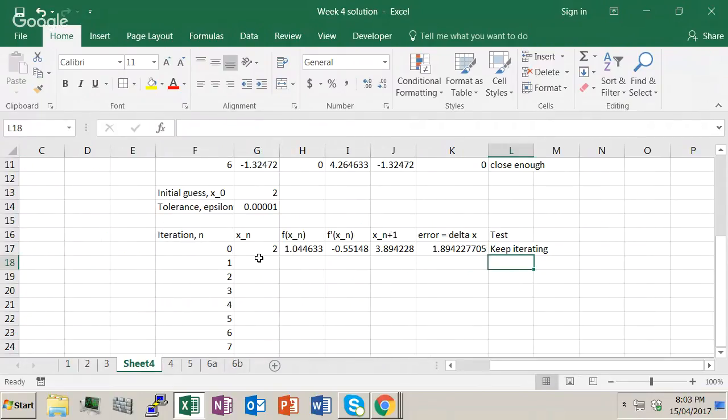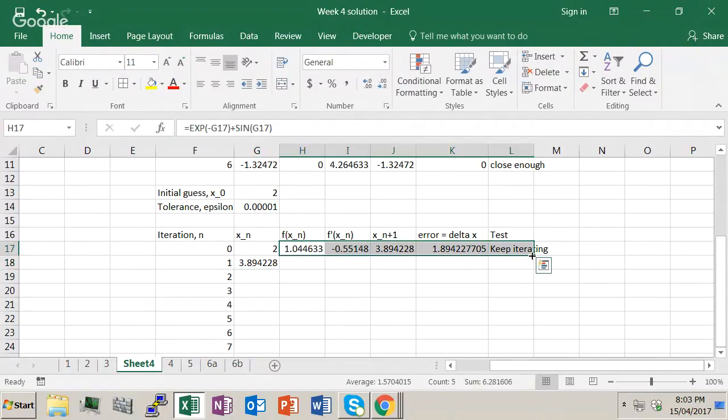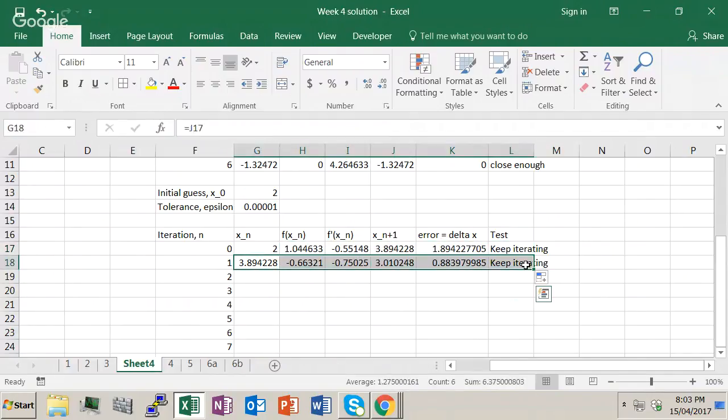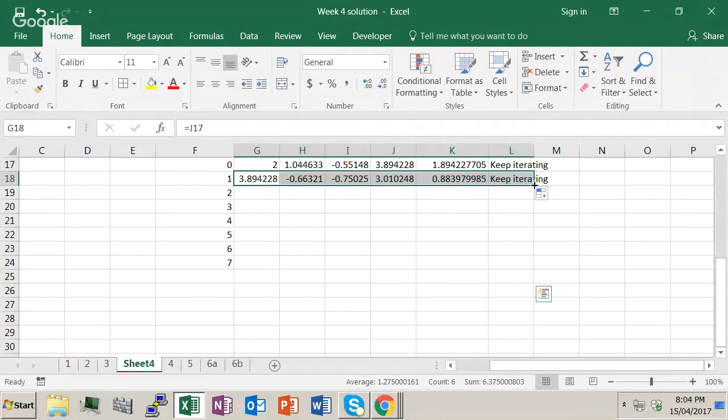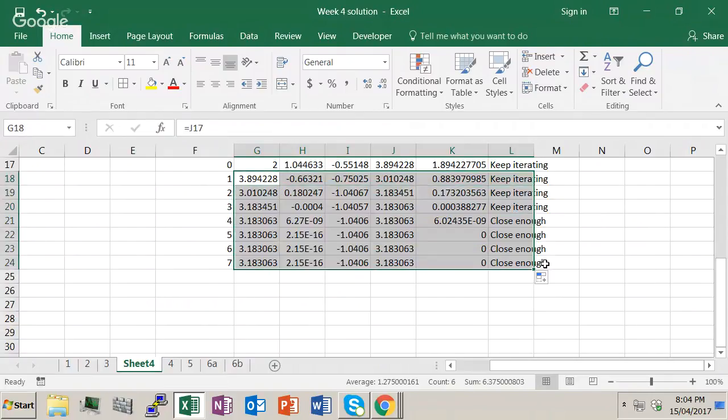Now we're nearly finished. X sub 1 will be 3.894228, which we calculated in the previous row. And I'll just copy these cells to the next row. I'll then copy this entire row to the next couple of rows, and we're nearly finished.